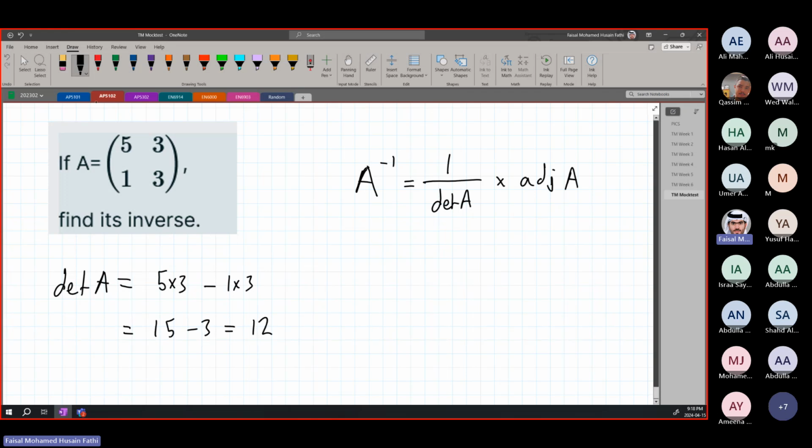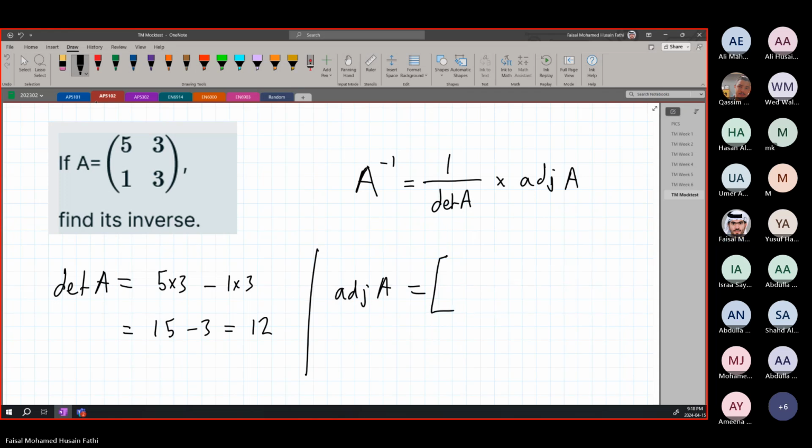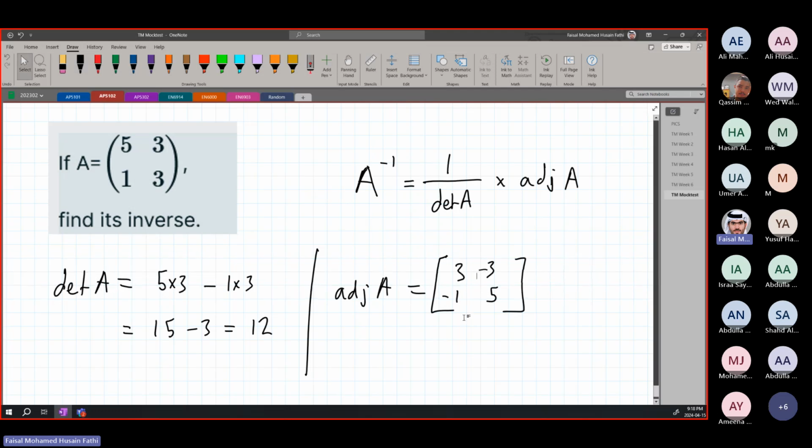We find determinant. Nice. Second thing, we find the adjoint. The adjoint of this matrix is equal to, we flip the 5 and the 3. So we flip the 5 and the 3, it becomes 3 and 5. And we multiply by minus for the 1 and the 3 over here. So it becomes -1 and -3.